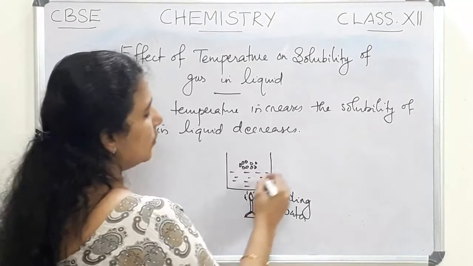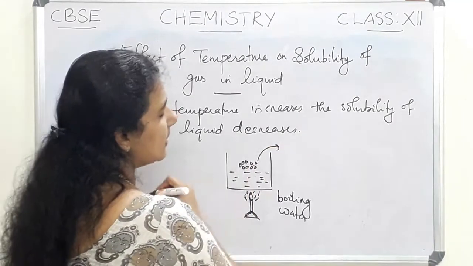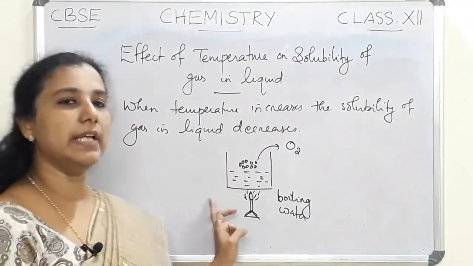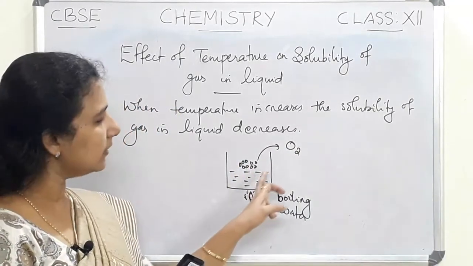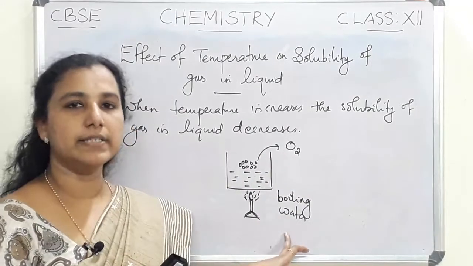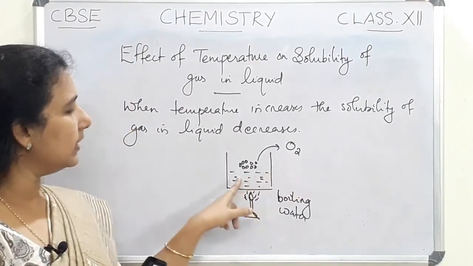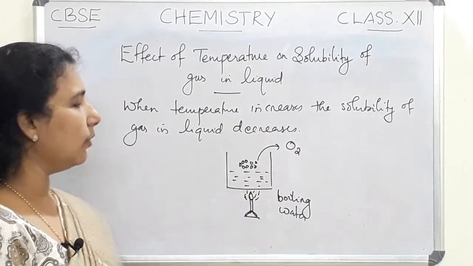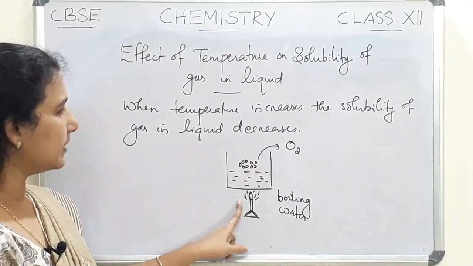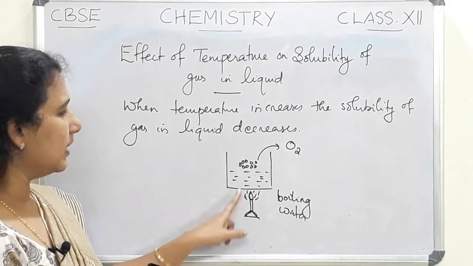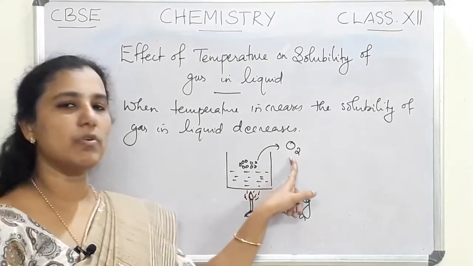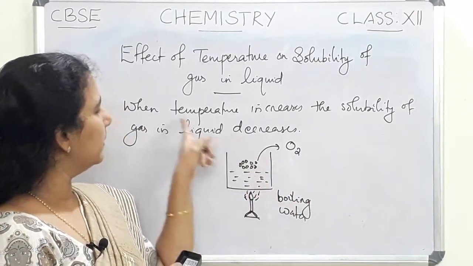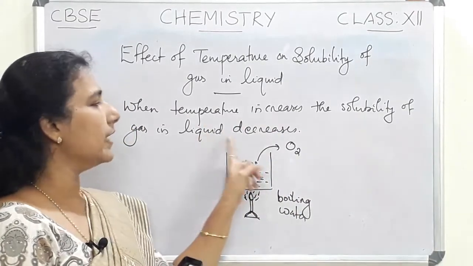So we can say that these bubbles are actually oxygen. We know that oxygen gas is dissolved in water, and that gives an extra taste to water. So this oxygen gas dissolved in the water is trying to escape when it is boiled. When temperature increases, the solubility of this oxygen gas decreases. That means when temperature increases, solubility of gas in liquid decreases.